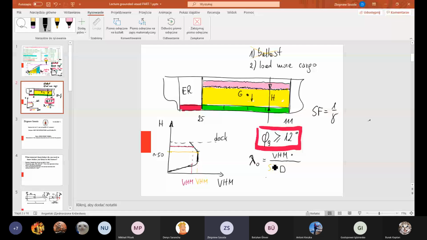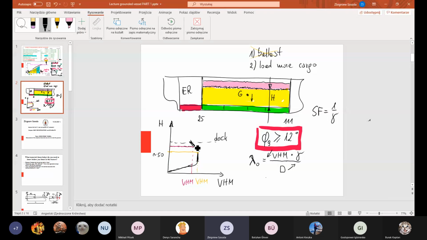And what was the idea by Batuhan? Okay, if we load the grain, the VHM will decrease. Also, the displacement will increase. So lambda O will be changed, maybe not logarithmically, but it will change, because you don't know what the function is here.